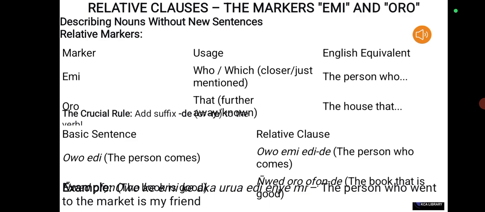So icon emi endyoda yu means the fish that I ate is sweet. Ufok oro ozonoda ofon means the house that is strong is good. Once you add the or, re to the verb after emi or oro, you can stack detail onto any noun and keep your speech tight and fluent.